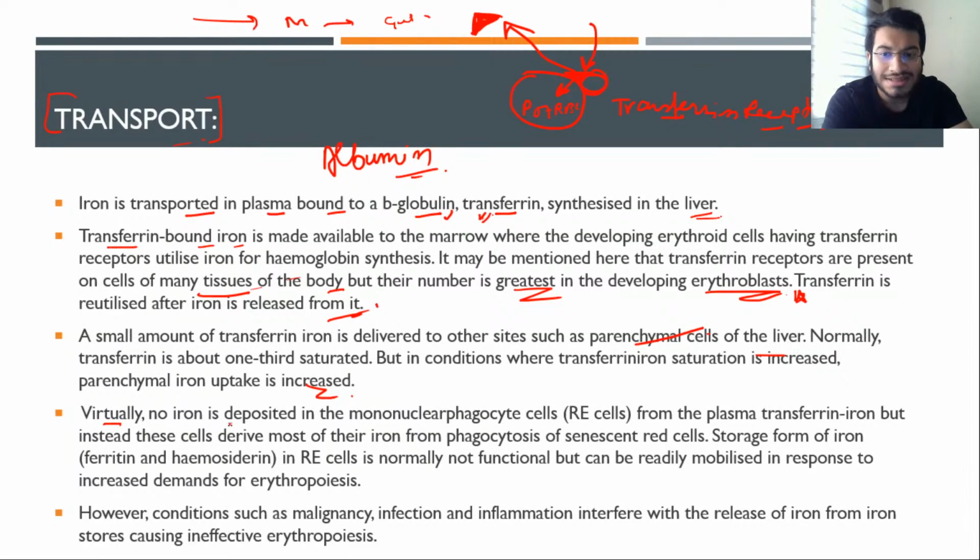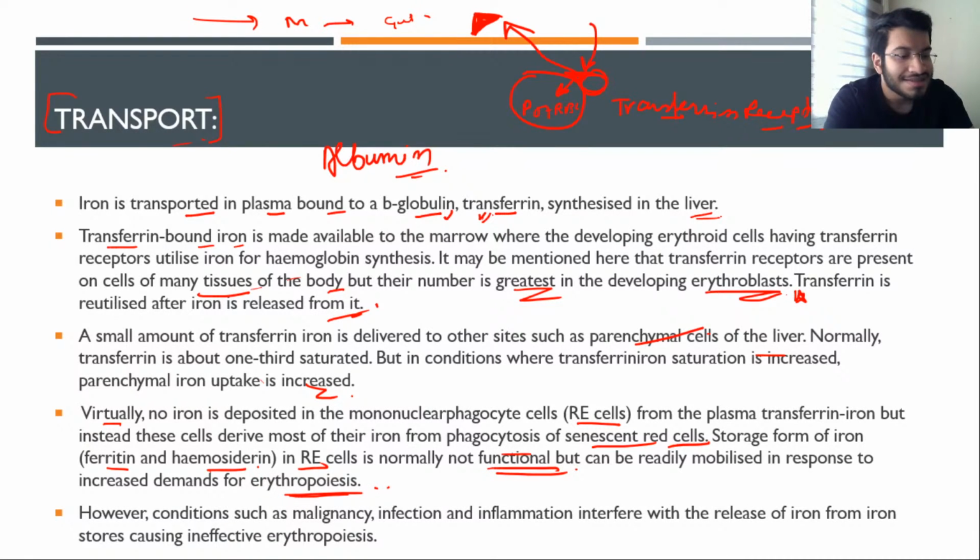Virtually no iron is deposited in the mononuclear phagocytic cells or RE cells from the plasma transferring iron, but instead these cells derive most of their iron from phagocytosis of the senescent red cells. And storage form of iron, that is ferritin and hemosiderin, in RE cells is normally not functional but can be readily mobilized in response to the increased demand for erythropoiesis.